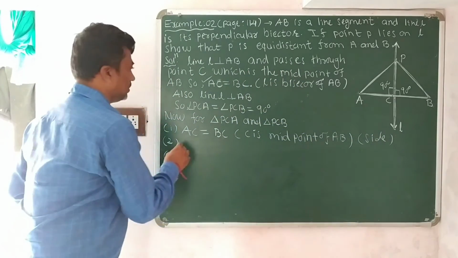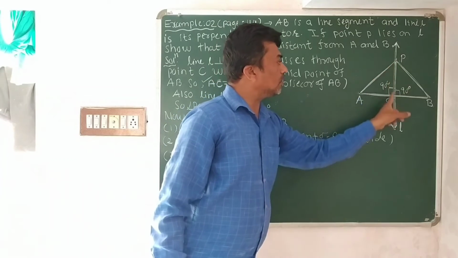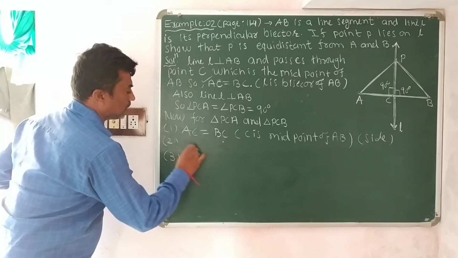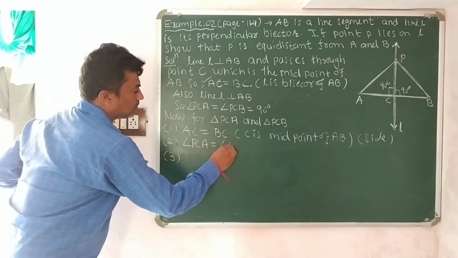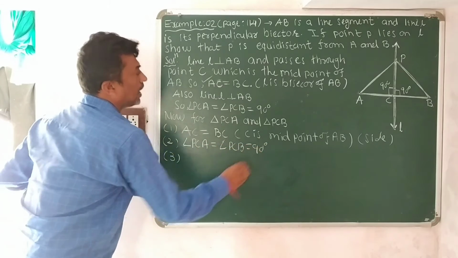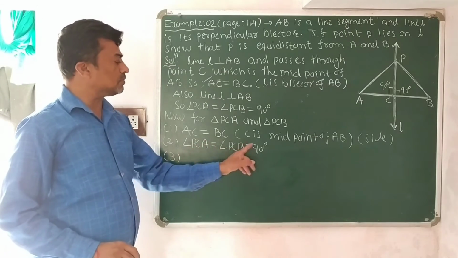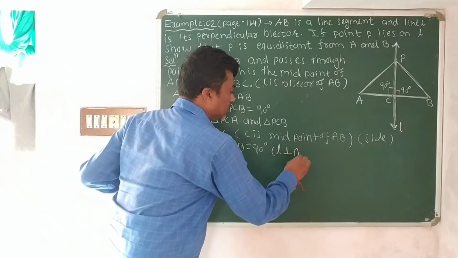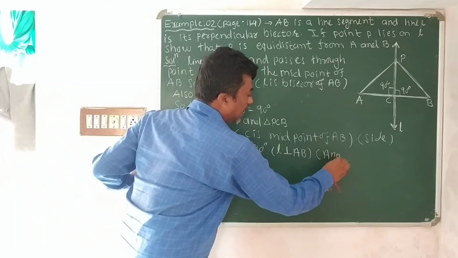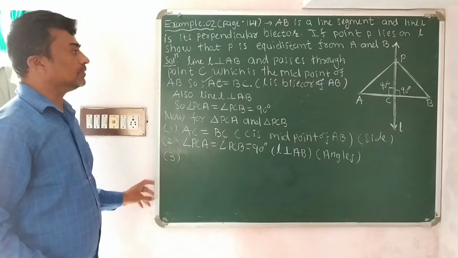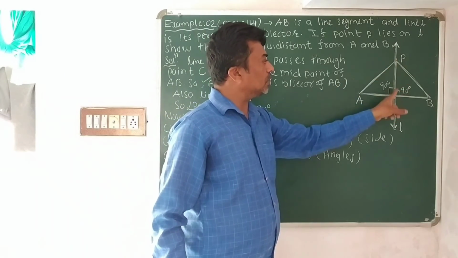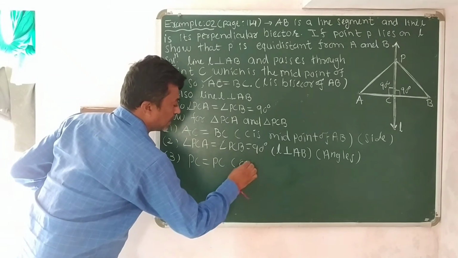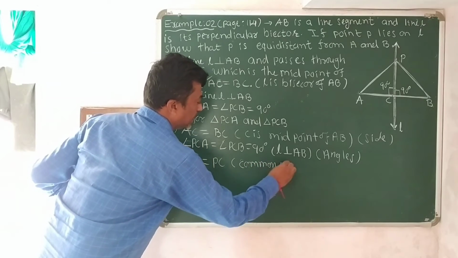Now second. See, angle PCA is equal to angle PCB is equal to 90 degrees. Why? Because L is perpendicular to AB, and we can write that they are angles. Now third: PC is equal to PC, and they can be considered a common side of both triangles.